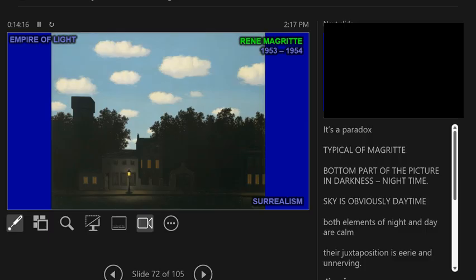But the clouds, if you look up in the sky, what time of day is it? Day. If you look at the street down below, what time of day is it? Night. But even at dusk, the sky wouldn't look like that. The sky would have all the beautiful colors of a sunset.